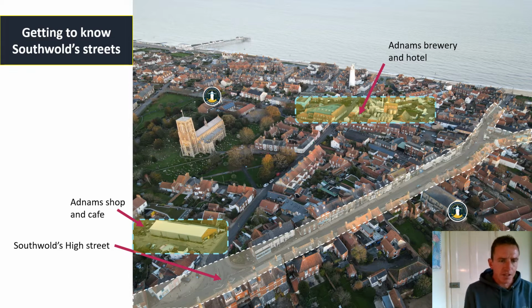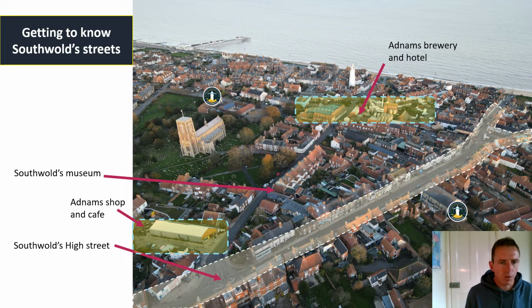And then to the left of the screen, that's Adnams' shop down there, that big kind of metal barn. And behind the shop is a cafe, and then behind the cafe are 34 houses that were part of Adnams' regeneration project. So that's where that's located, just at the end of the high street.